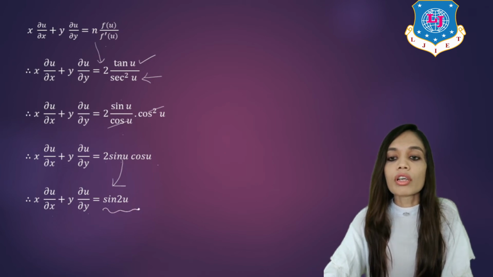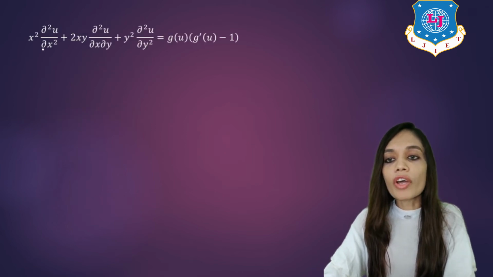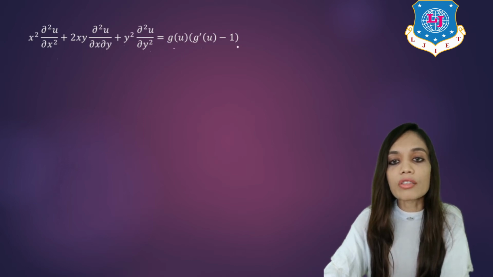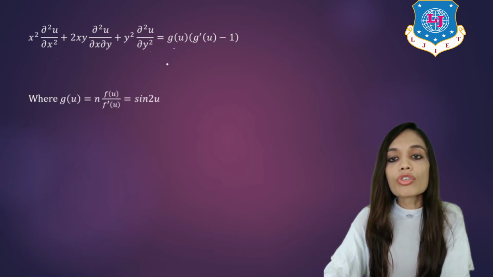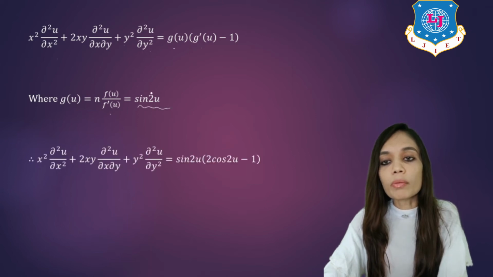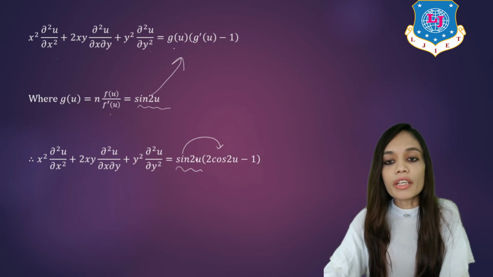So we have proved x del u by del x plus y del u by del y is equal to sine 2u. Now let us find x square del square u upon del x square plus 2xy del square u upon del x del y plus y square del square u upon del y square, that is given by g of u into (g dash u minus 1). But what is your g of u? So g of u is n f of u upon f dash u, that we have already found out, that is sine 2u. So replace sine 2u in the above equation. So on replacing you will get sine 2u and differentiation of this will be (2 cos 2u minus 1).